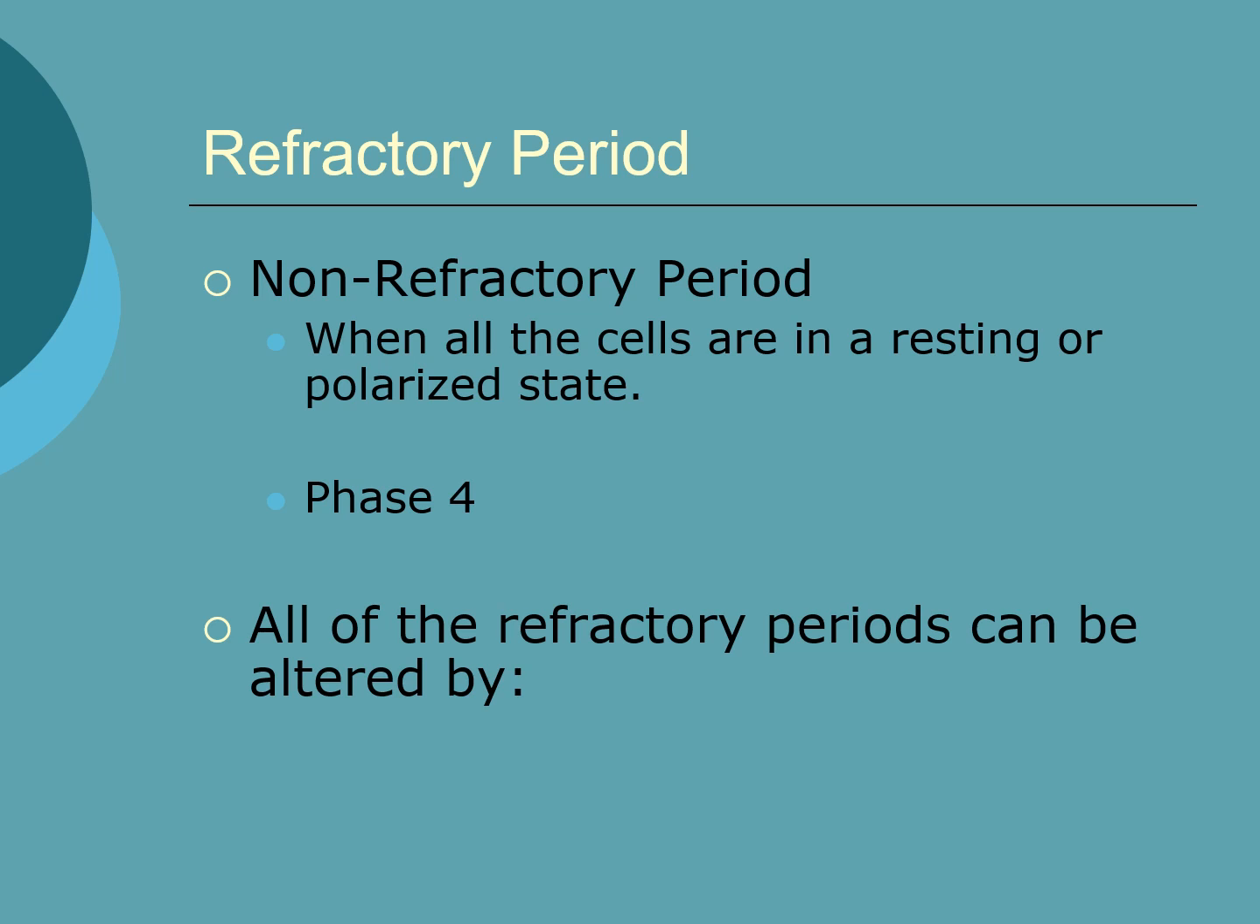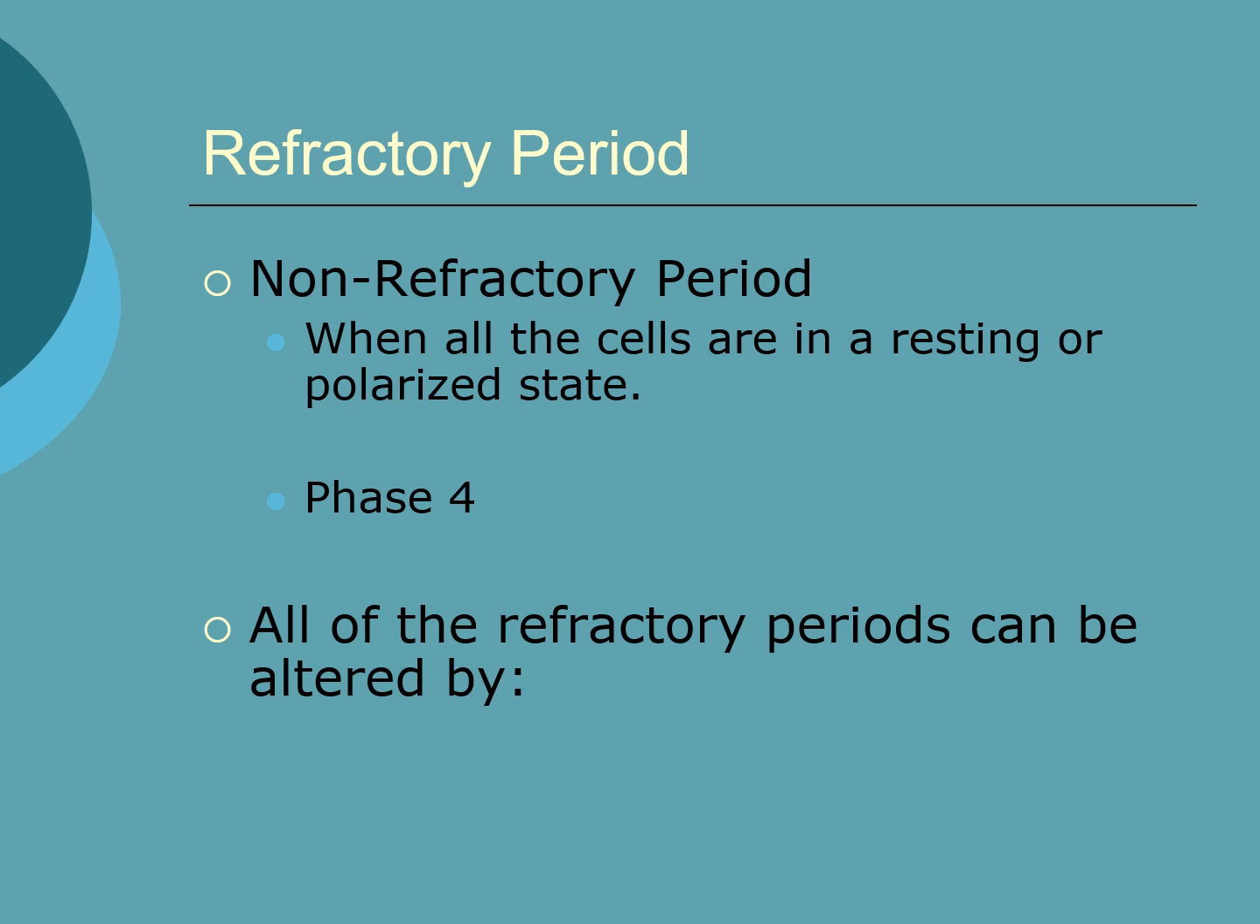Non-refractory periods, when the cells are in a resting or polarized state, this is what we're looking at during phase 4. So this is that resting stage. These cells are ready to respond. This is the isoelectric line, which I would highlight or write down. This is the isoelectric line. These cells are ready to respond to a stimulus to go into cardiac electrical activity again.